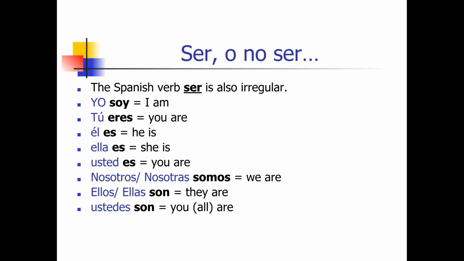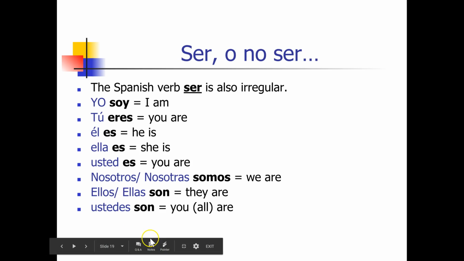So now, if you had to stop or you had to go through them again, here is the actual conjugations. Yo soy, tú eres, él es, ella es, nosotros somos, ellos son, ustedes son.